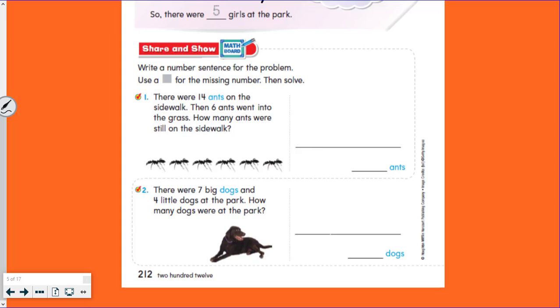All right, so you're going to write the number sentence here. So we know that there were 14 ants on the sidewalk. Then 6 ants went into the grass. So they're on the sidewalk and they're leaving to the grass. So that sounds like subtraction to me. So 14 minus 6 that went on the grass equals, and we don't know how many are on the sidewalk. So we're going to use a square for the missing number. So now you have to solve it. So if there were 14 and 6 went into the grass, how many are left? Well, there's 8. 8 are still on the sidewalk.